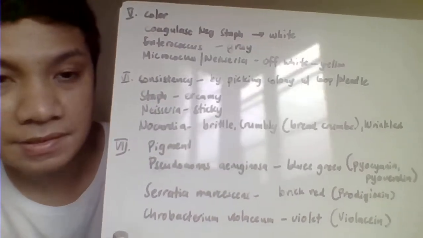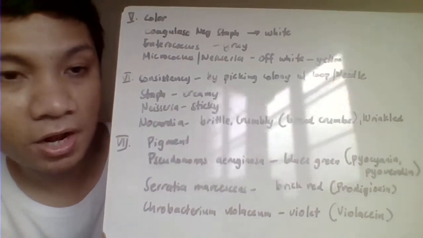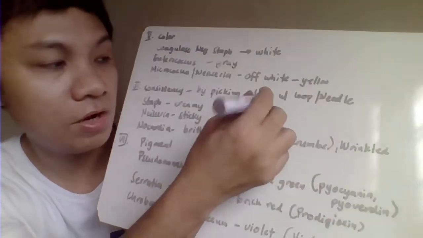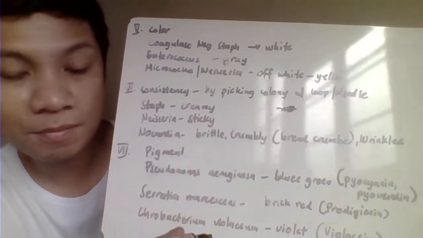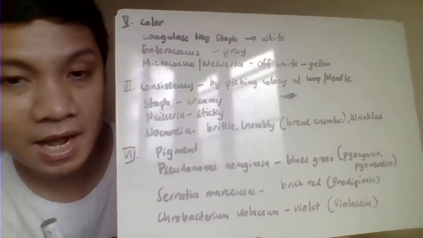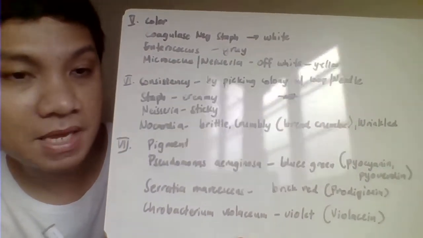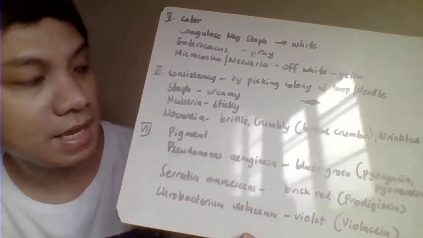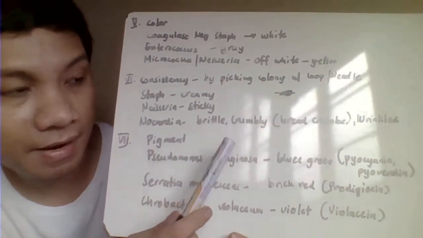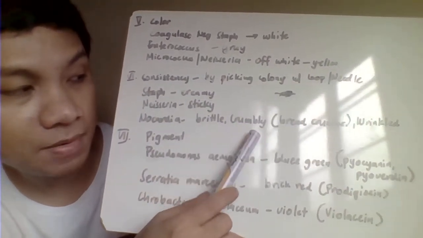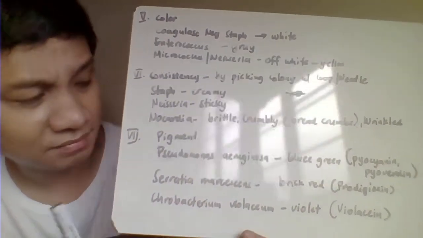For the consistency, it's being observed here by picking your colony. So if this one is your colony, you touch it with your needle. Okay, so is it brittle, does it break, something like that. For the staph, it would have a creamy consistency. Neisseria would have a sticky consistency. Nocardia would have breadcrumbs. Brittle, crumbly, breadcrumbs, wrinkled. So it looks like mold.